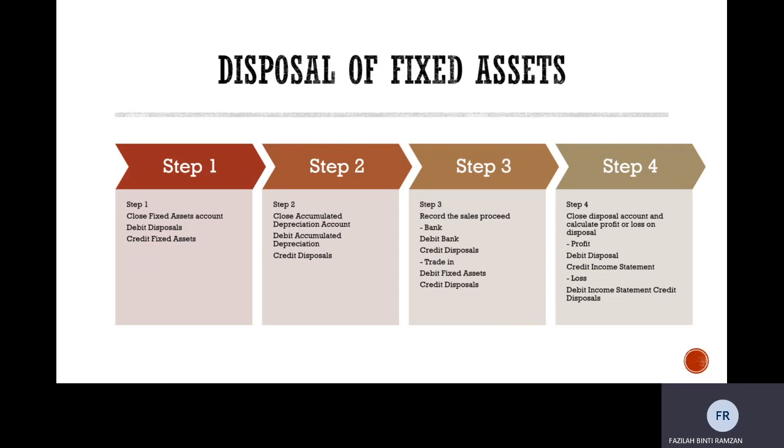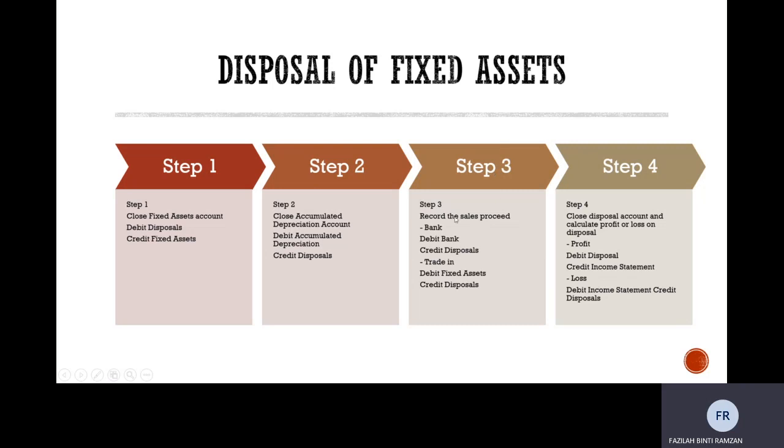Now we go back to the disposal entry from just now. Basically there are 4 steps involved. Step 1, close fixed asset accounts. How to close fixed asset accounts? Debit disposal, credit fixed asset. It's actually to remove the asset from that asset account. Step 2, close accumulated depreciation accounts. Same here, to remove the accumulated depreciation that accumulated every year. Debit accumulated depreciation, credit disposal.